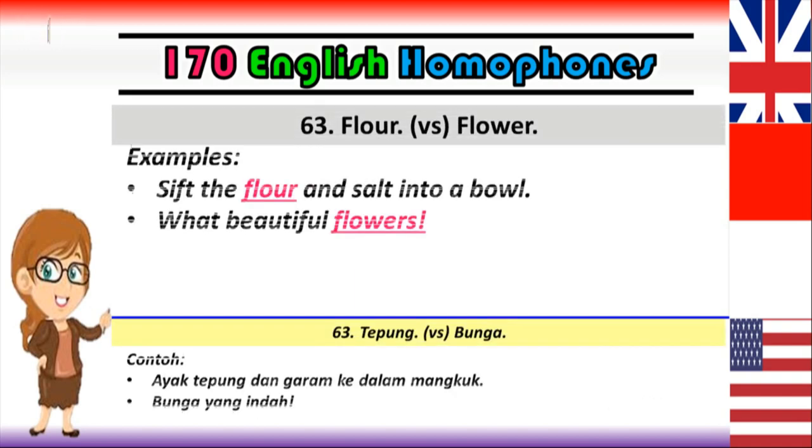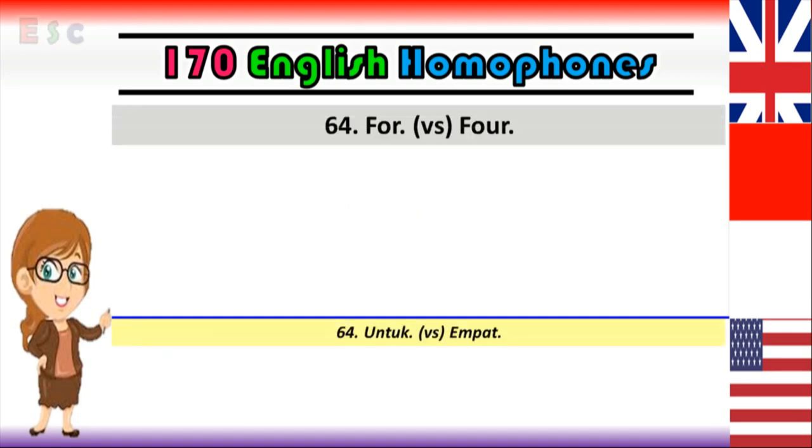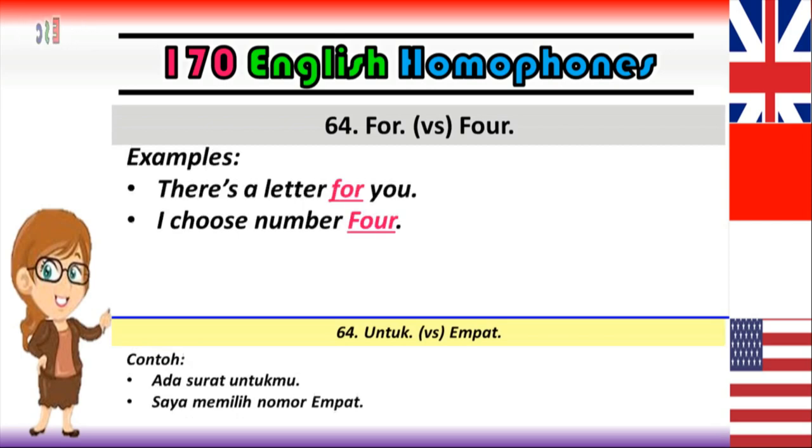63. Flower versus flour. Examples: sift the flour and salt into a bowl. What beautiful flowers. 64. For versus four. Examples: there's a letter for you. I choose number four.